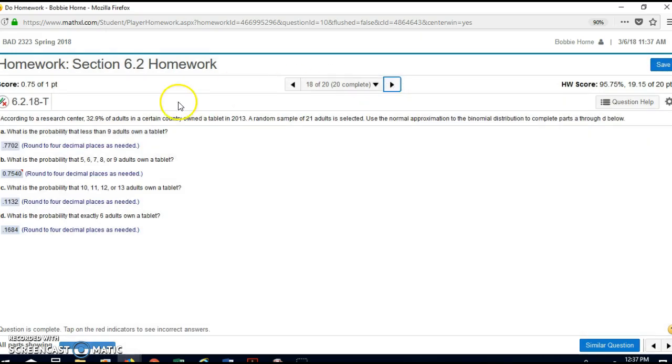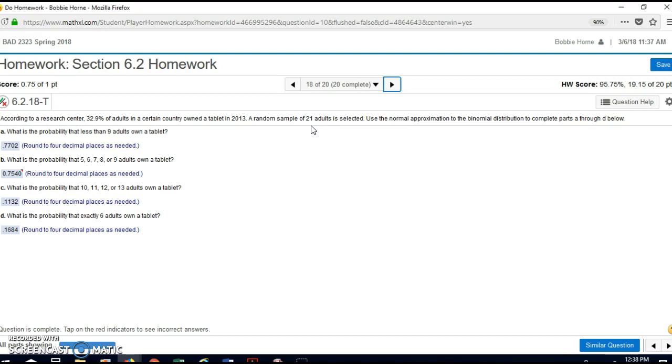Let's see, 18. I believe on these, you're saying between 10 and 13. Remember, this is going to be a range. So remember, N is 21, P is 0.329, and Q is 1 minus 0.329. You have to get your mean by taking the 0.329 and times it by 21. Once you get that, your mean, I believe, is 6.2. I don't even know if I wrote the mean down on this one. Yeah, I did. The mean is 6.91.